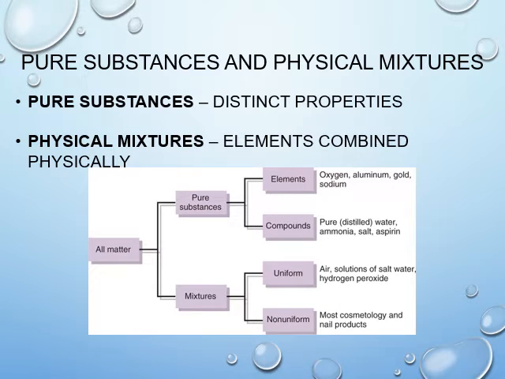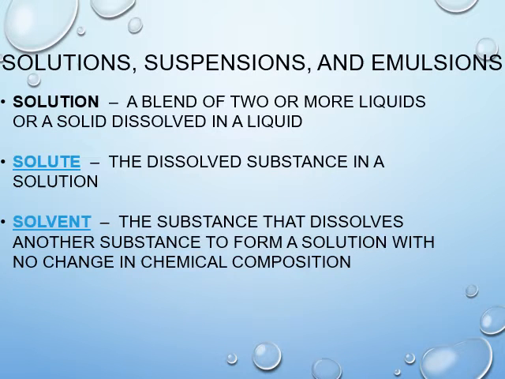Pure substances and physical mixtures. Pure substances have distinct properties. Physical mixtures are elements combined physically. A solution is a blend of two or more liquids, or a solid dissolved in a liquid. A solute is a dissolved substance in a solution. A solvent is a substance that dissolves another substance to form a solution with no change in chemical composition.